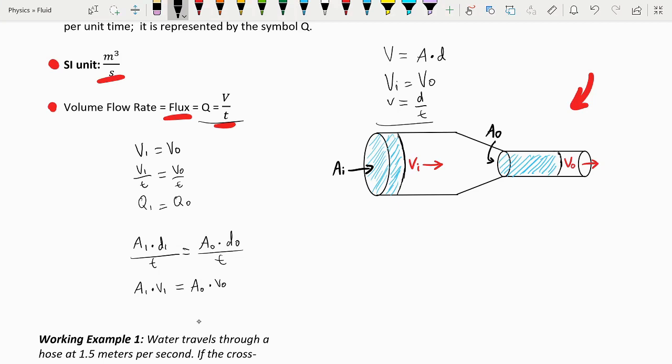So if we bring it back to our diagram, what this means is if you have a bigger area, you will end up with a smaller velocity, because say that AO is 4 times smaller than AI. So if AO is 4 times smaller than AI, that would mean that VO has to be 4 times larger than VI. So in this case, the velocity output is actually greater than the velocity input because AO is smaller than AI.